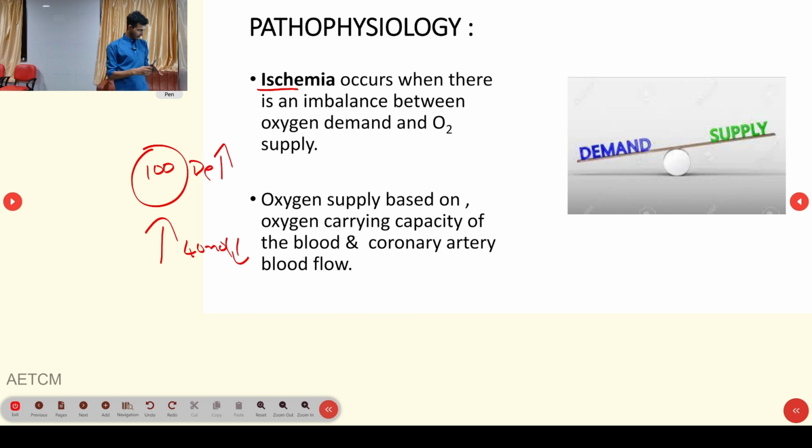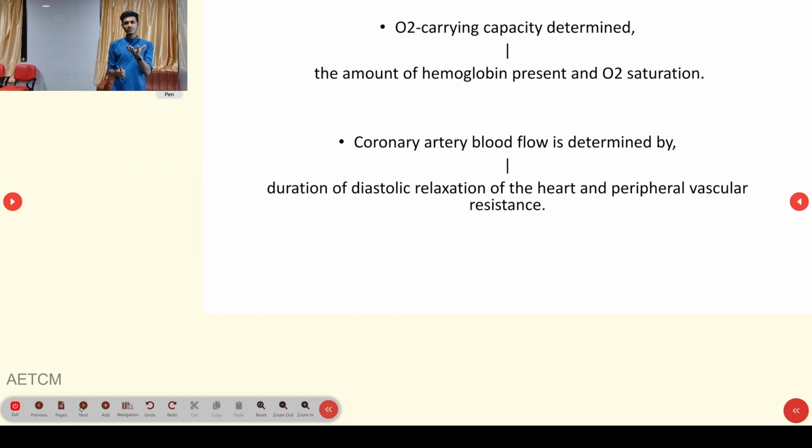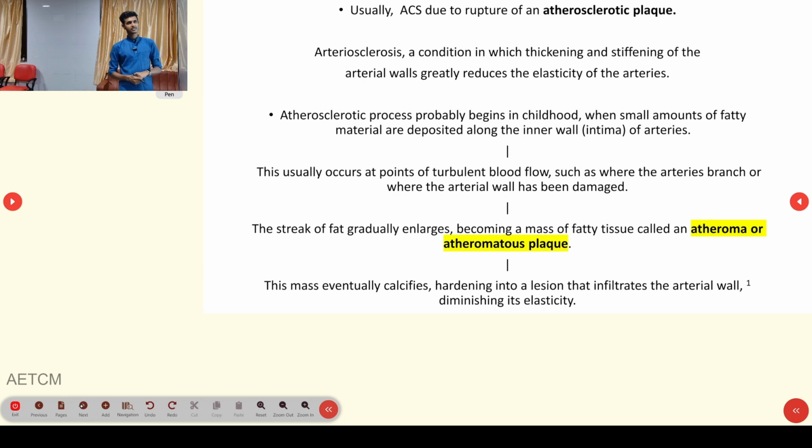So here the vehicle is the oxygen carried by the hemoglobin. The vehicle should be there, and at the same time you should have a proper pathway. That is the coronary artery blood flow. The blood flow is determined by the duration of diastolic relaxation and the peripheral vascular resistance. Here there is a coronary vascular resistance.